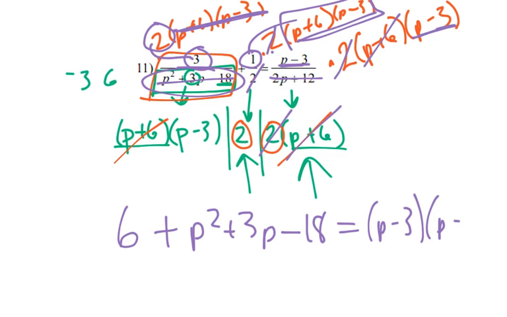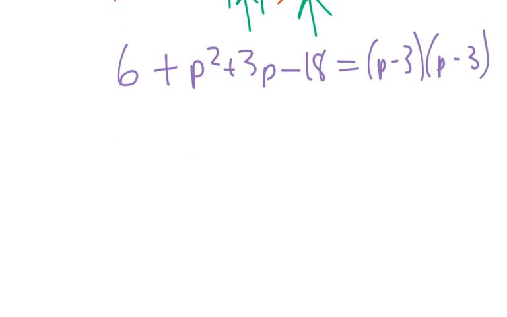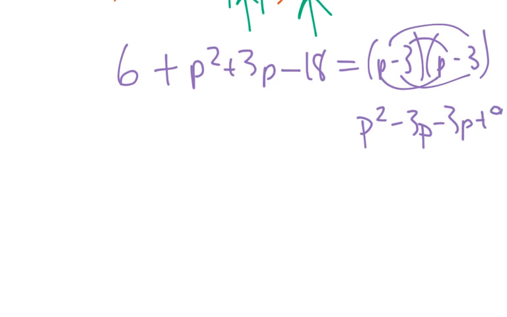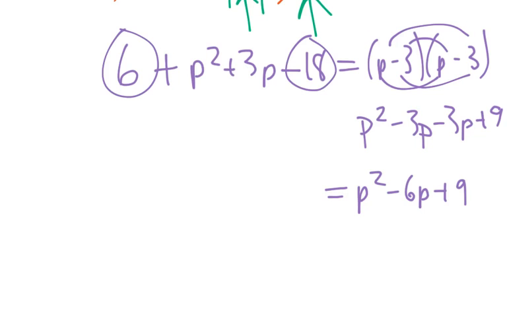So we've got this going on, right? P minus 3 squared. So factor that, or not factor, multiply: p squared minus 3p minus 3p plus 9, or p squared minus 6p when we combine like terms, equals 6 plus p. Well, I guess we can simplify that a little bit too, right? Positive 6 minus 18 would give us p squared plus 3p minus 12.